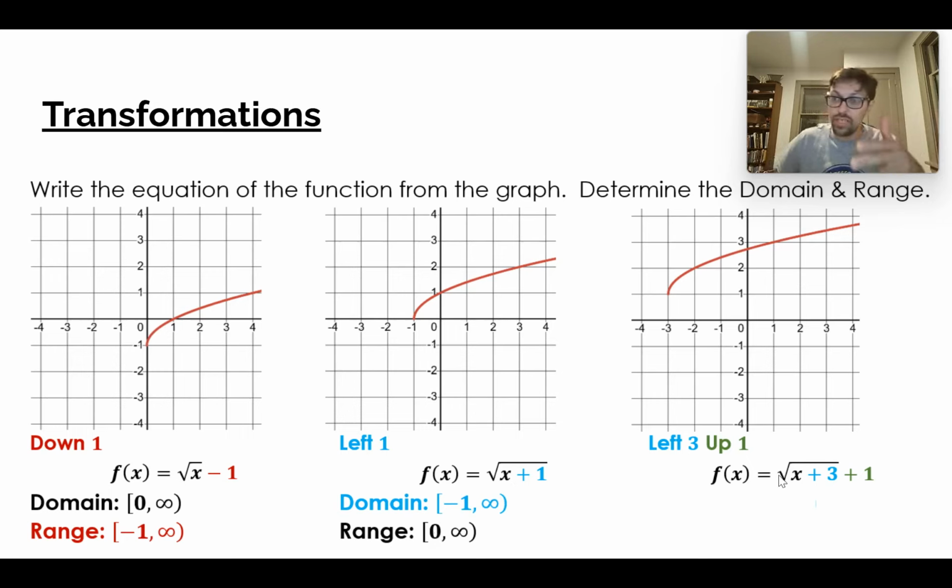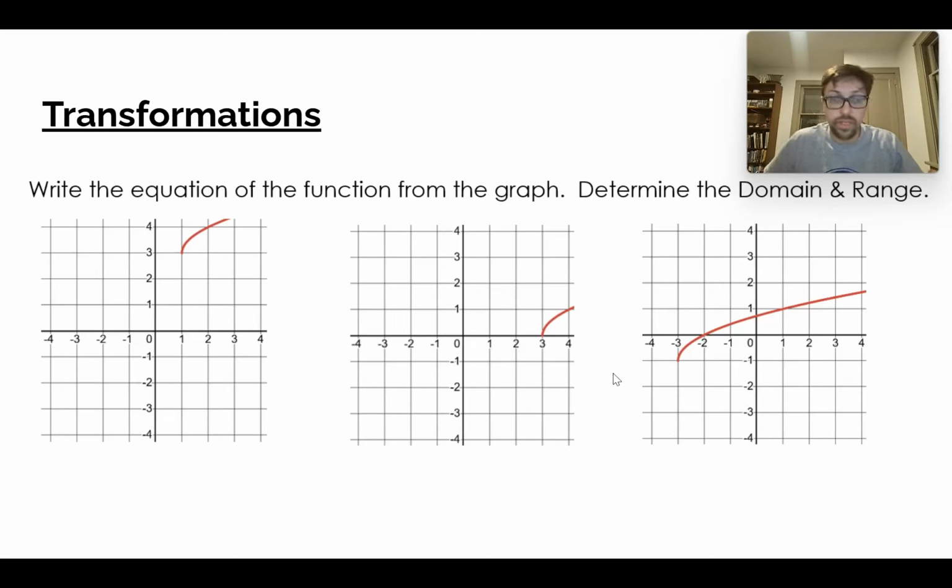The last one has a change in both the domain and the range. The domain is being shifted left 3, so we're going to subtract 3 from 0. And the range is being shifted up 1, so we're going to add 1 to 0. 0 minus 3 is -3. 1 plus 0 is 1. And both of these infinities, when being subtracted 3 or added 1, do not change because it's infinity. It's already huge.